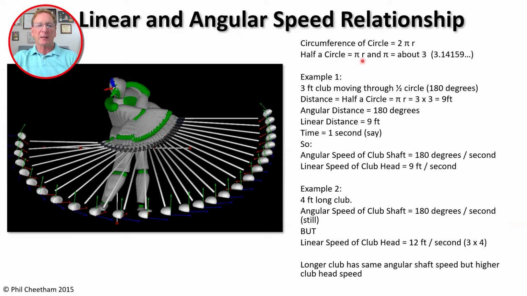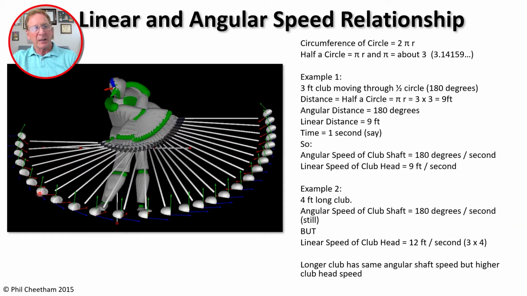And so if we do our little exercise now with half a circle instead of a complete circle, because he's only swinging through half a circle, we see that the circumference of that half a circle equals pi times radius. So that's 3 times the radius. So let's look at a first example and say we've got a 3-foot club, one of the shorter irons perhaps, and it's moving through half a circle just like Grant is here in this diagram, and that is 180 degrees. So the distance equals half a circle. So the club is actually moving through half a circle while the shaft swings through 180 degrees.